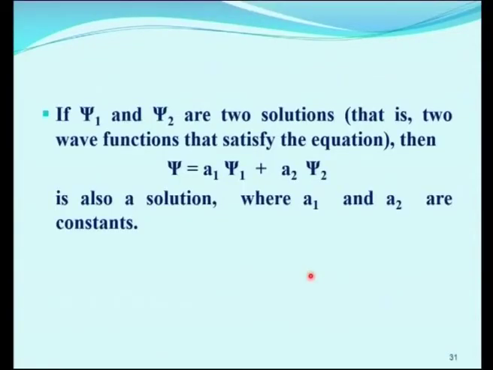If psi 1 and psi 2 are two solutions, that is two wave functions that satisfy the equation, then psi equal to a1 psi 1 plus a2 psi 2 is also a solution, where a1 and a2 are constants. Thus, the wave functions psi 1 and psi 2 obey the superposition principle that other waves do, and we conclude that interference effects can occur for wave functions just as they can for light, sound, water and electromagnetic waves. We have seen in the preceding sections Young's double slit experiment. Superposition of two or more wave trains becomes interference. Similarly, these wave functions also interfere with each other.